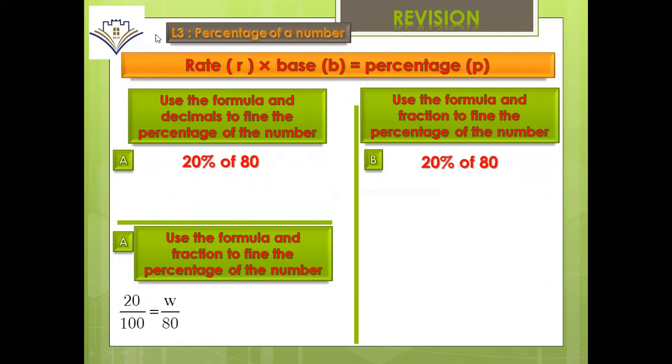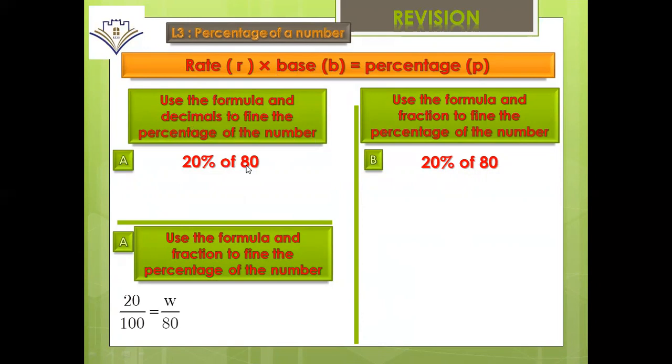Our lesson here is percentage of a number. Look at this rule: rate multiplied by base equals percentage. Use the formula and the decimals to find the percentage of the number.